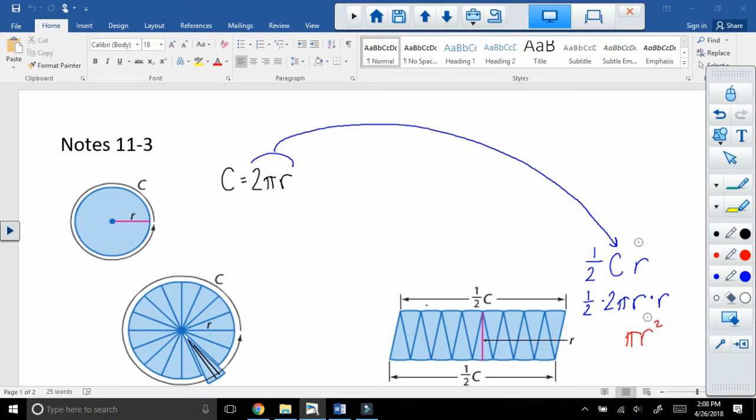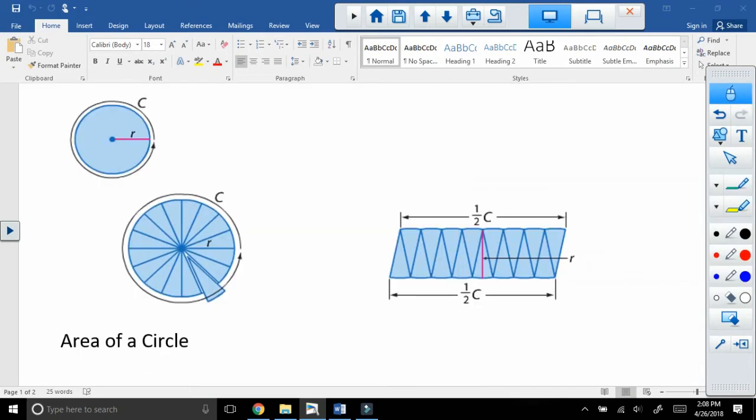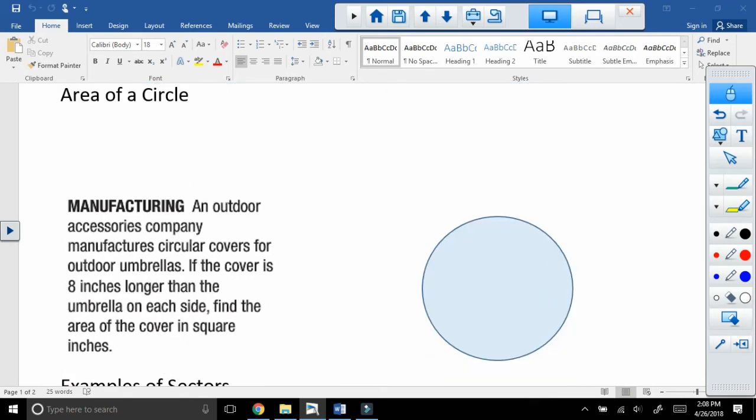So this is the actual formula that we're going to remember. You don't necessarily need to remember how to get to this, but I did want to go through and illustrate that and show that to you. So here we go with the formula. Area of a circle: area equals pi times the radius squared.